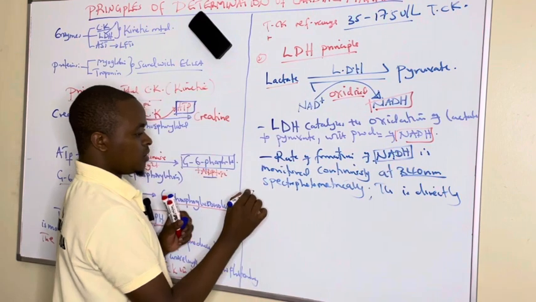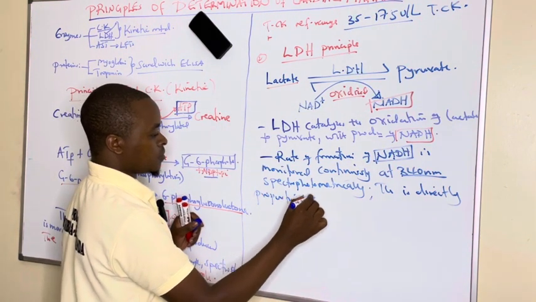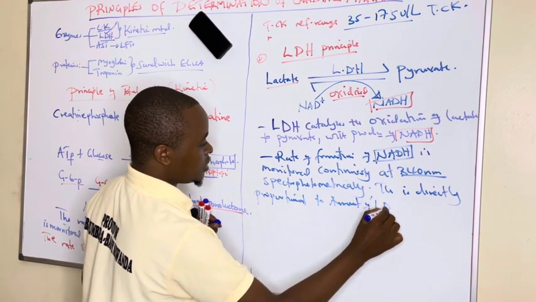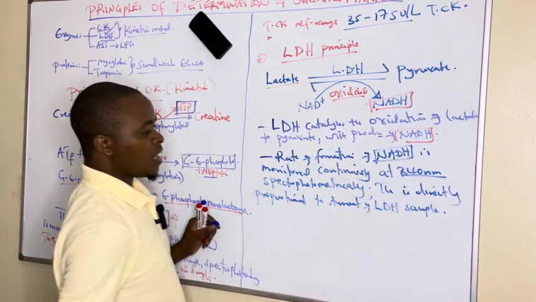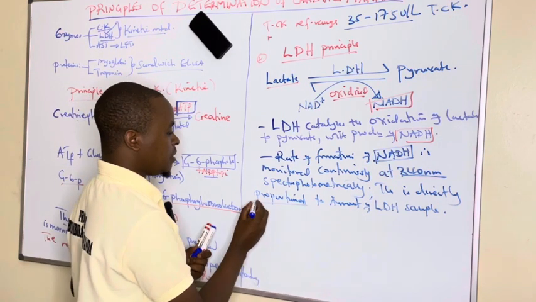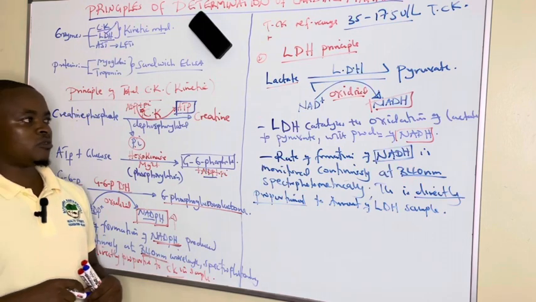So the rate of its production is directly proportional to the amount of LDH in the blood sample. So this is how we are determining it. It is very important to always remember that it is directly proportional. Never forget that. It is directly proportional.